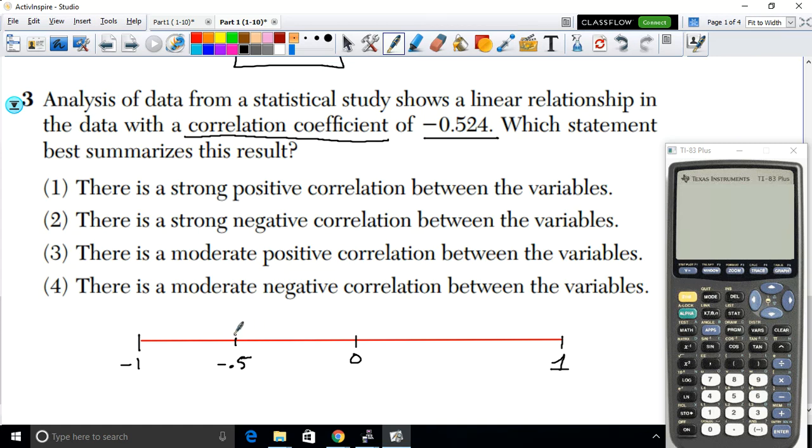So notice that you just created two sections here, where the closer you are to 0, the weaker your correlation coefficient is. So any correlation coefficient between 0 and -0.5, I would like to describe as a weak negative relationship.